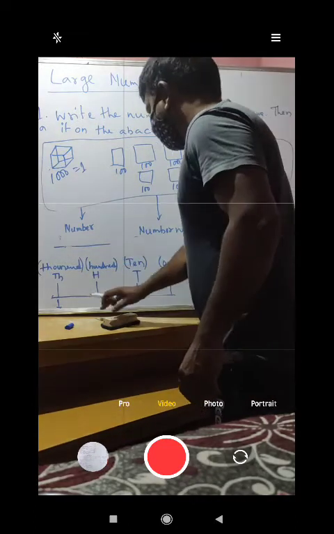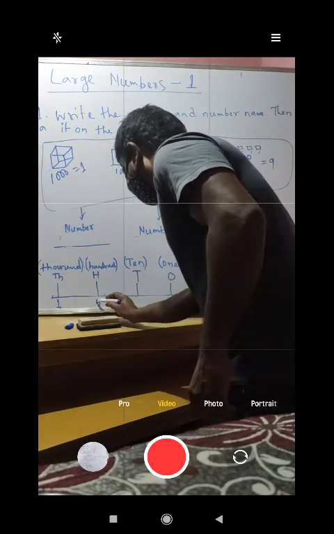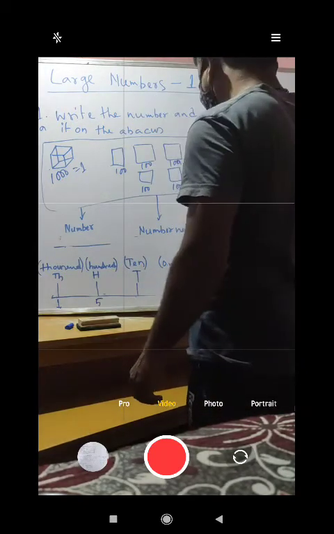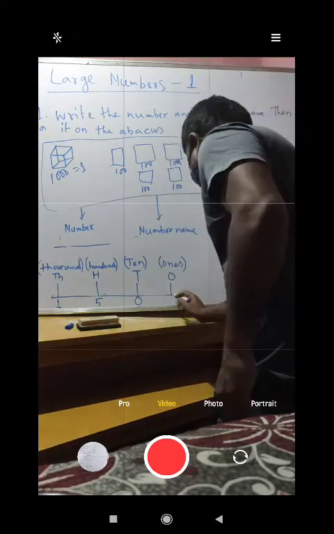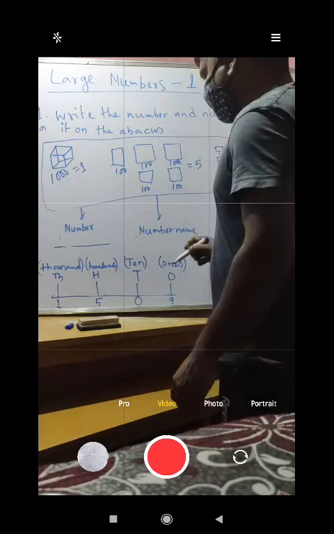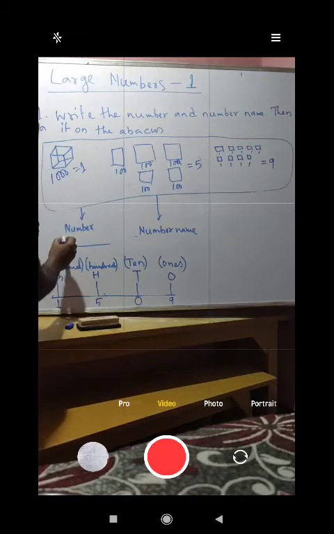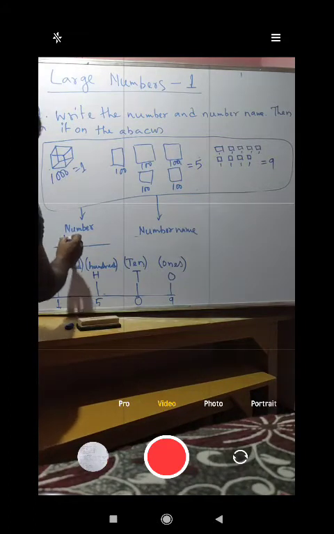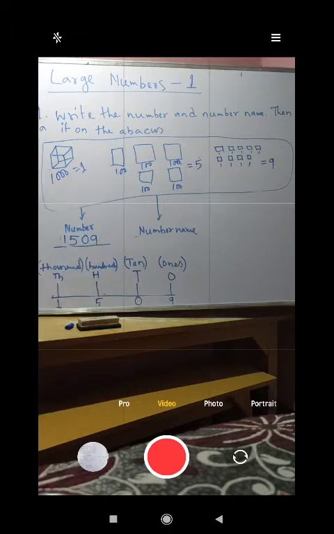So 1 I have written for 1000, then 100s are how much? It is 5. 10s are how much? Nothing, so I will put here 0, and for 9 I will put here 9. So this is the answer actually. So in the place of number, what do you need to write? 1, 5, 0, 9. So this is your number.